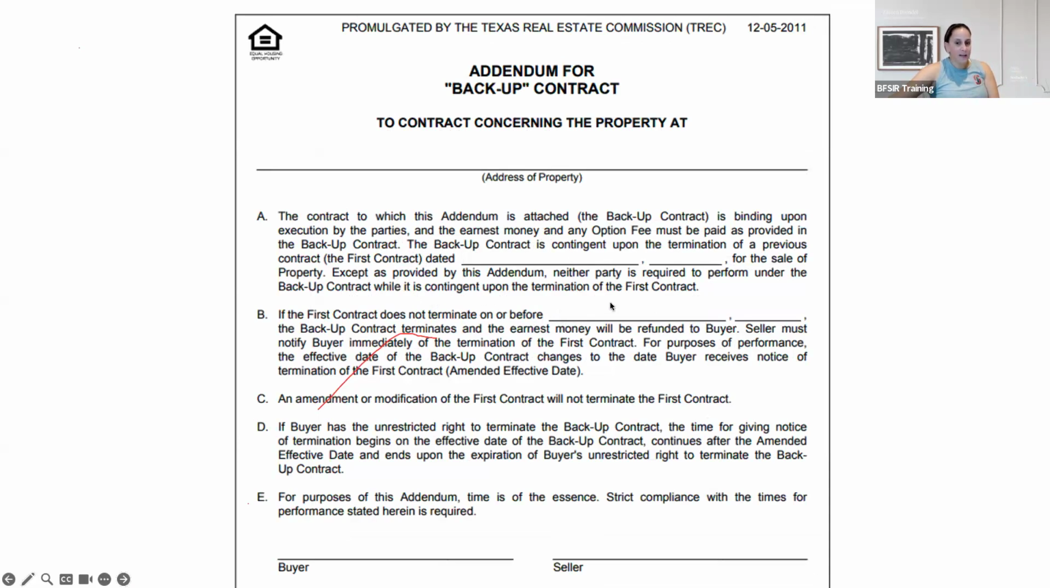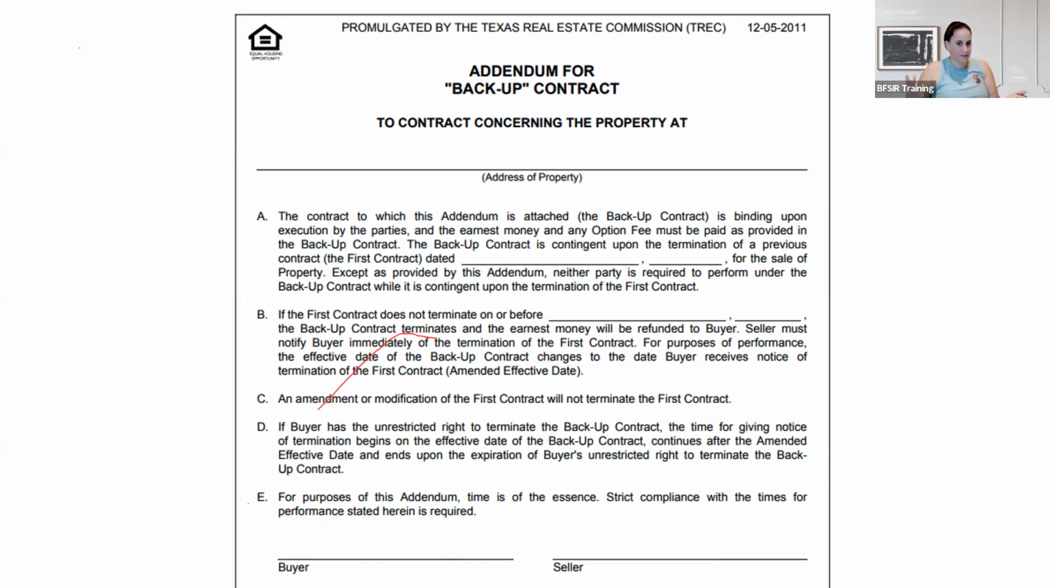And if it doesn't terminate and it does close, then the backup contract will automatically terminate and they get their earnest money back. But if it does terminate, then the seller has to notify the buyer immediately. And then the backup contract date changes to the date that they receive that notice. So the backup contract goes into first place if the first contract terminates when the seller gives them notice. And then all of their dates in the contract start ticking.